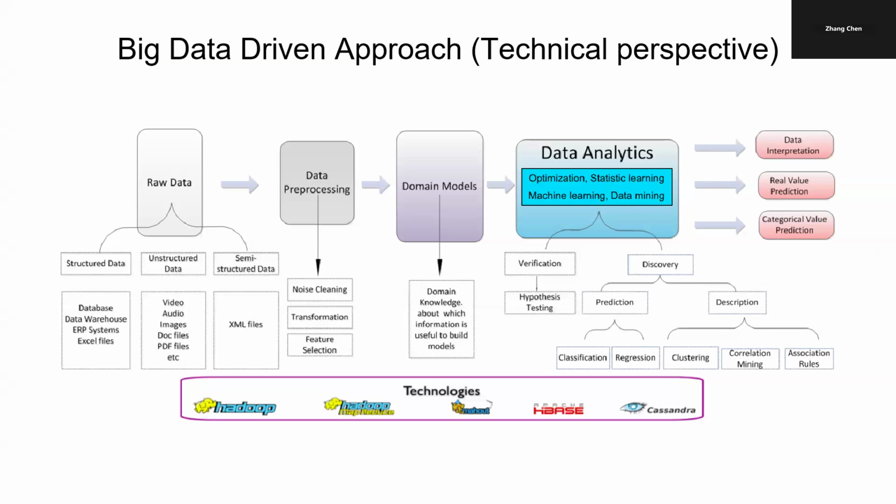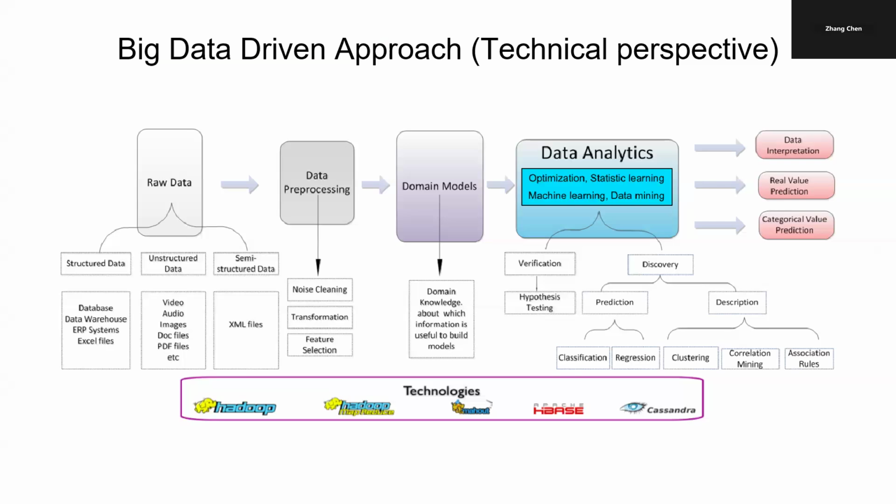Okay. So this slide shows a big data-driven approach from a technical perspective. The process starts with raw data, which can be structured, semi-structured, or unstructured, such as databases, text, and images. Then the data goes through preprocessing, including noise removal, cleaning, transformation, and feature selection, to make it suitable for later analysis. Then we introduce the domain models. We encode the domain knowledge to help decide what information is useful for building the models.